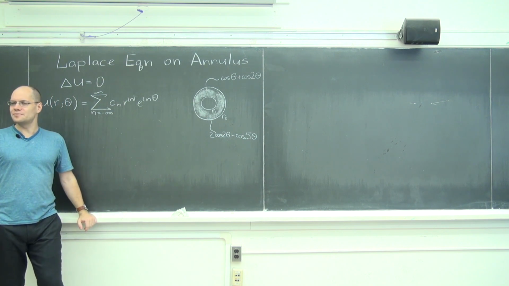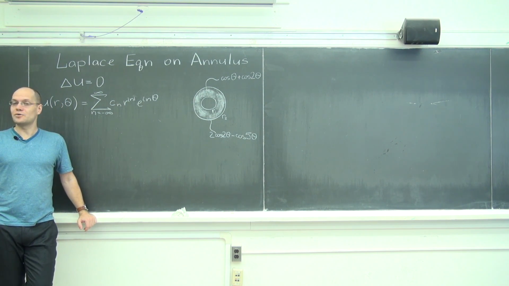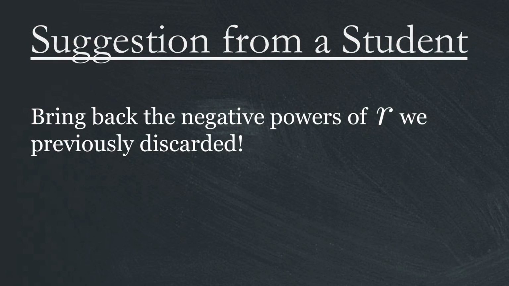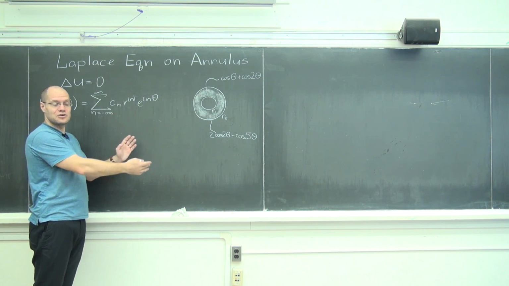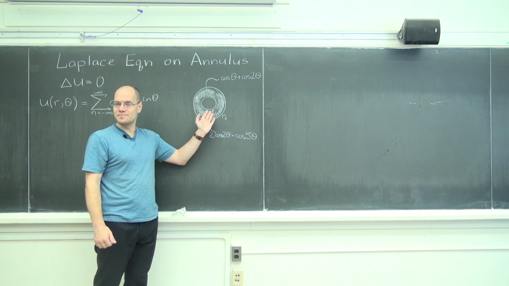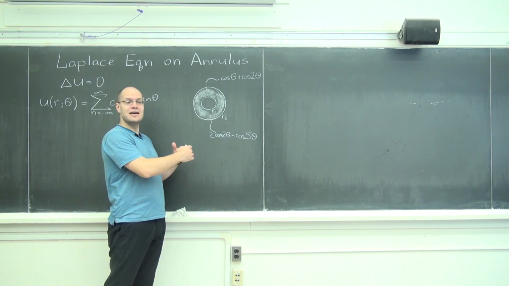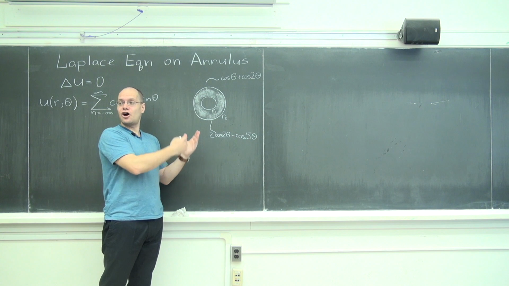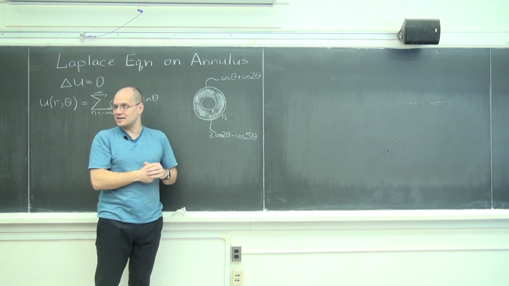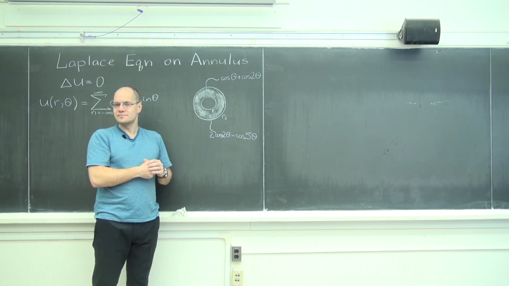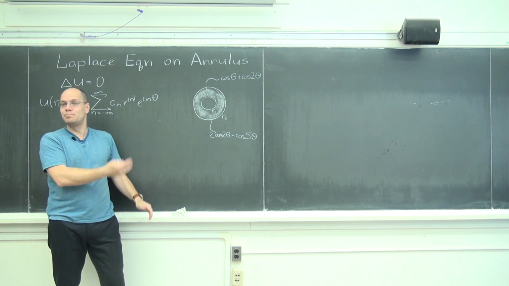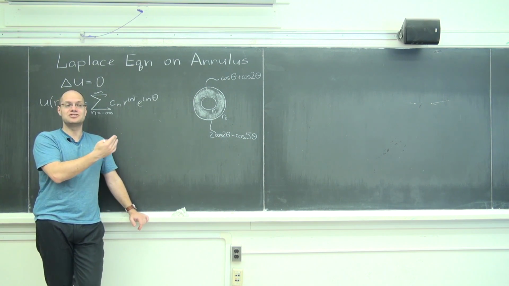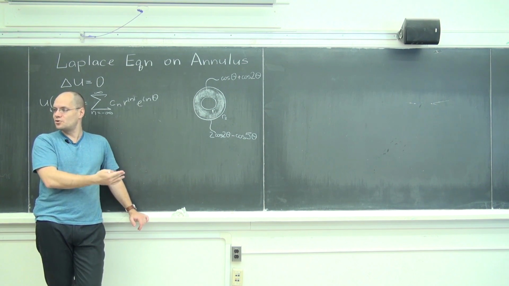Who can tell me the solution? What silly mistake am I making? Exactly. Remember when we separated our variables, there was the angular part that just gave us sines and cosines. And then there was the radial part, which gave us r to the n and r to the minus n. And we said r to the minus n doesn't work because we were doing it on a unit circle. That blows up at the origin. So we rejected them because all of those blew up at the origin.